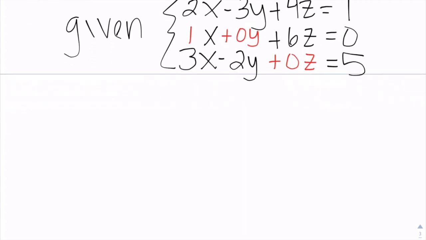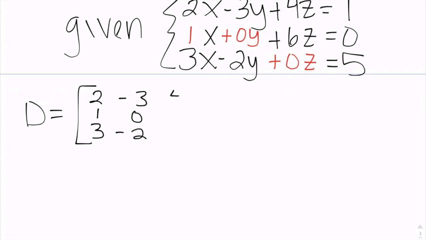So before we had a 2 by 2, so we only had 3 matrices there because we had D, D sub x, and D sub y. Now we're going to have a 3 by 3, so we're going to have 4 matrices: D, D sub x, D sub y, and D sub z. So we're going to start with D, and that's, remember, all of our coefficients. And so we're going to take them and do 2, 1, 3, negative 3, 0, negative 2, 4, 6, 0.